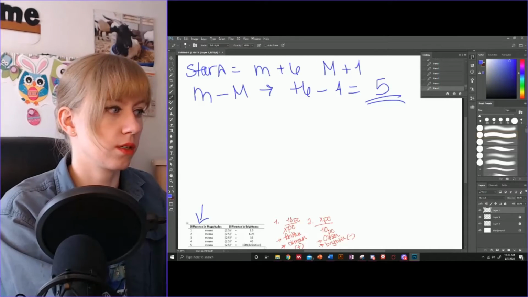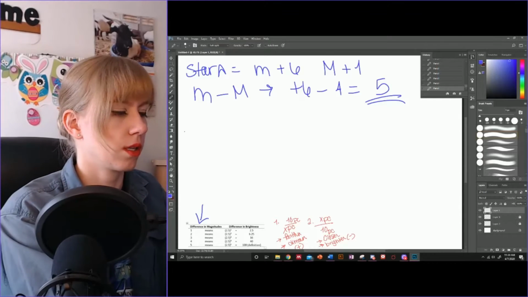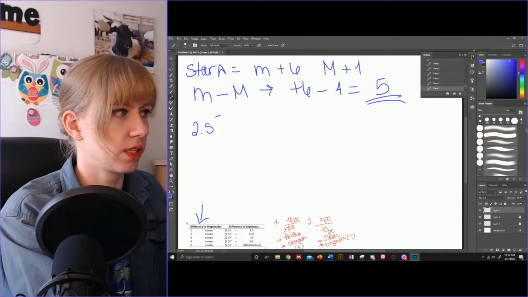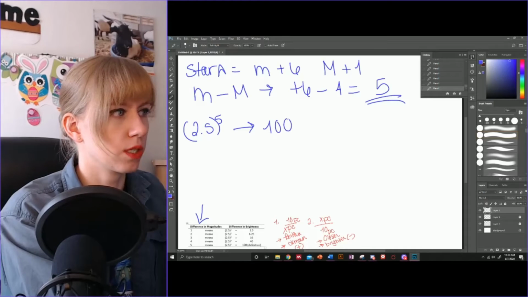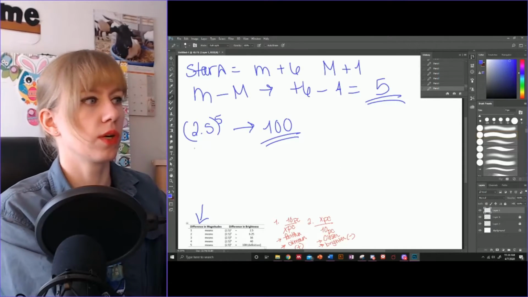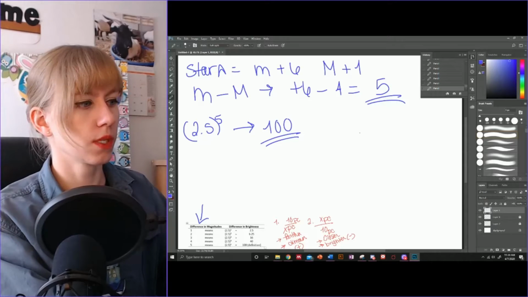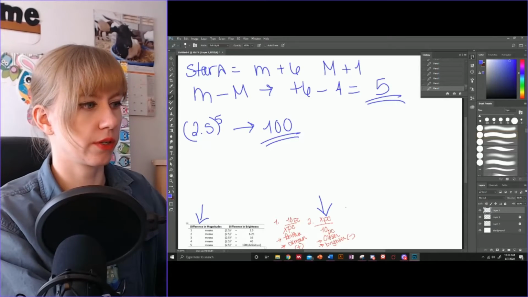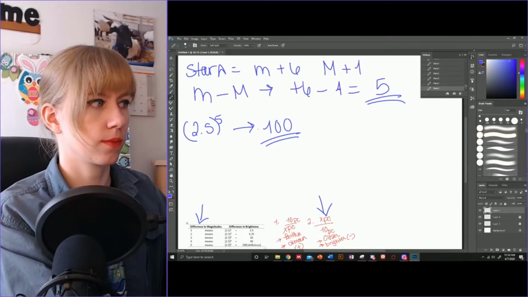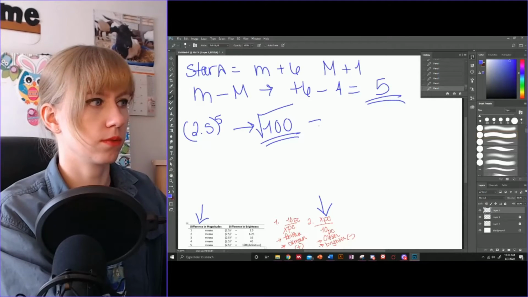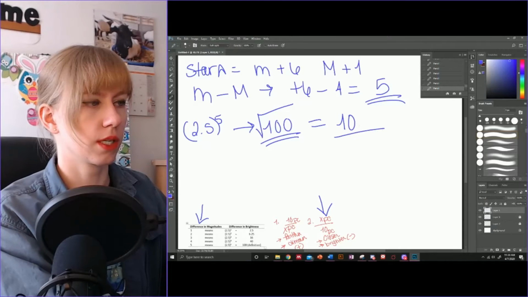We start on this side, which means that we have 2.5 to the 5th, okay? Which means our difference in brightness is 100, okay? If we were going the other way, using our equation, okay, we would have squared something in order to get this. So we're going to square root it, which will give us 10. Okay, this is how we know we move 10 times closer.